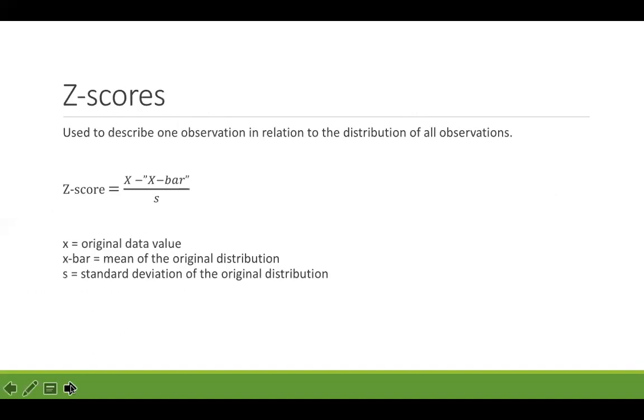So z-scores are used to describe an observation in relation to the distribution of all observations. The formula we use to calculate a z-score is x, which is our original data value, minus x bar, which is the mean of the original distribution, divided by the standard deviation of the original distribution. We'll go over a practice problem in a little bit.